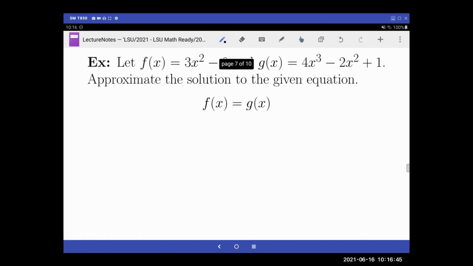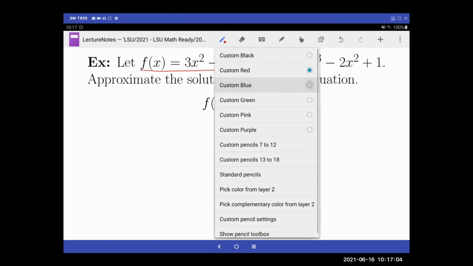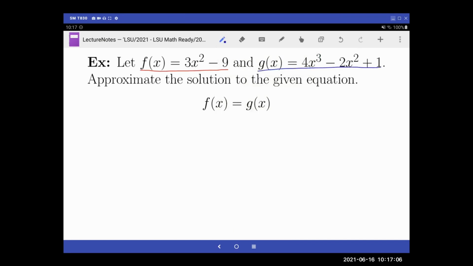Okay, so now for a couple of problems, I want to approximate the solution. I don't want to necessarily find the exact value, so we're going to approximate the solution to maybe 4 decimal places or so. We have these two functions here, f of x equals 3x squared minus 9, and g of x equals 4x cubed minus 2x squared plus 1. I want to know, when do these two functions equal each other?